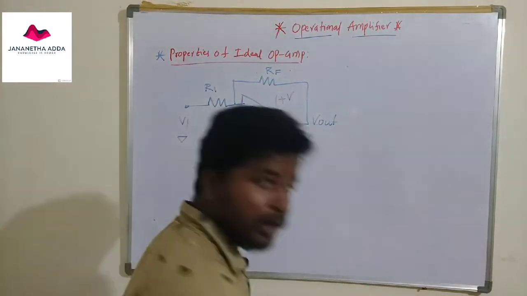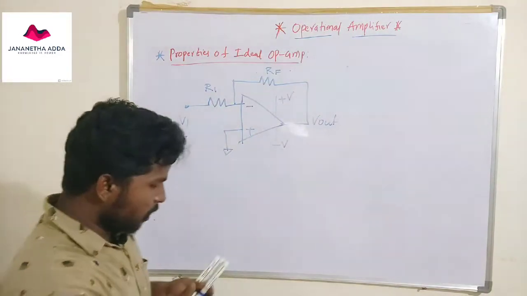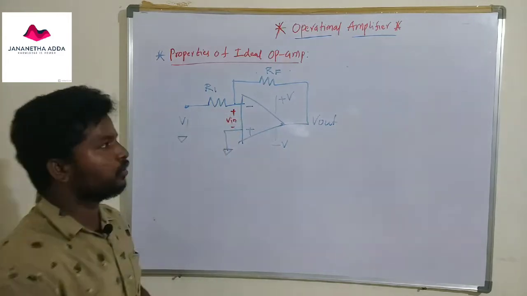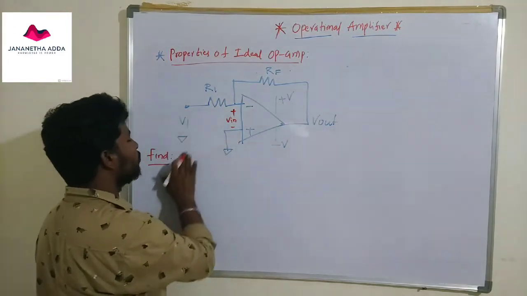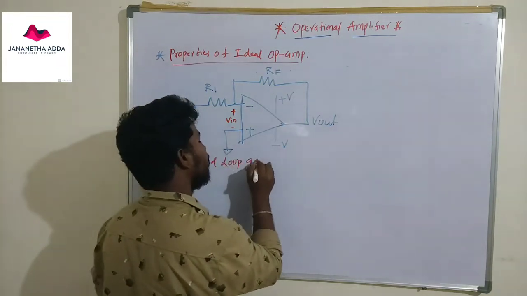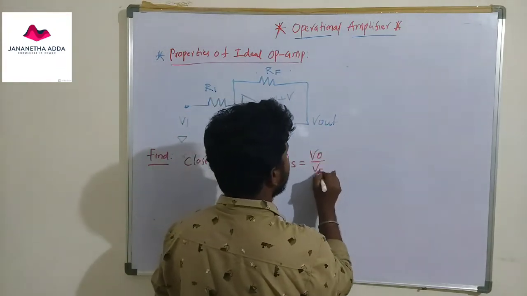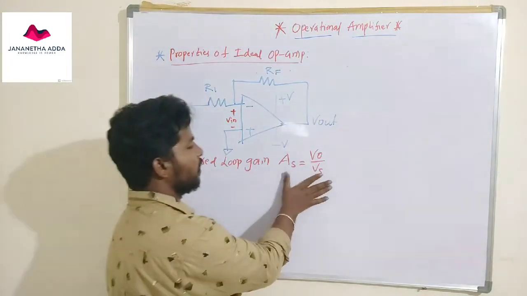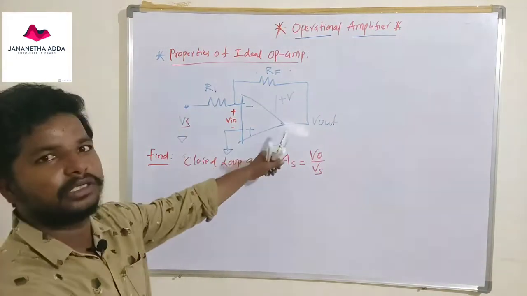I am assuming that it has a positive supply and the negative supply. The goal of this video is to find the closed loop gain. I can represent it as A_S, that is V output by Vs. I am assuming this as a Vs signal, so I have to find the V out. Here it has some feedback system. This circuit has some feedback system.